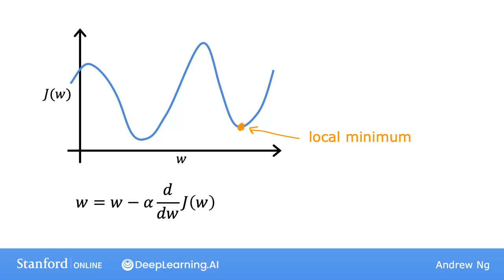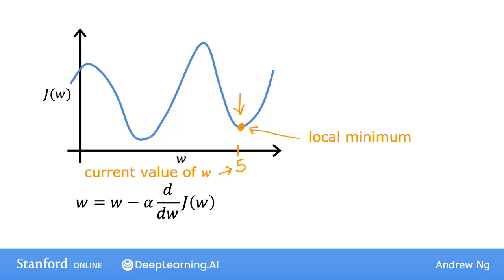And this cost function has two local minima corresponding to the two valleys that you see here. Now, let's suppose that after some number of steps of gradient descent, your parameter w is over here, say equal to 5. And so this is the current value of w. This means that you're at this point on the cost function J, and that happens to be a local minimum.